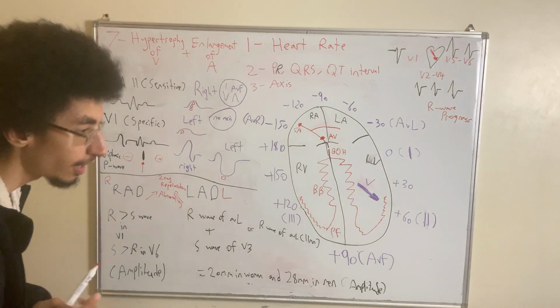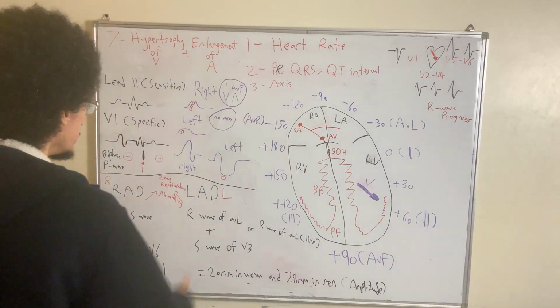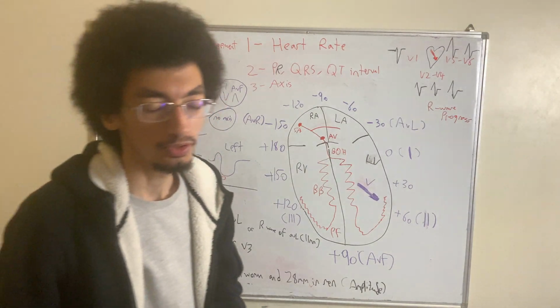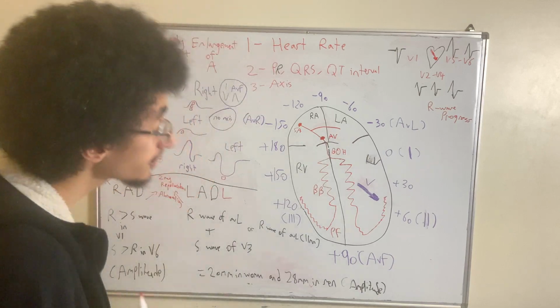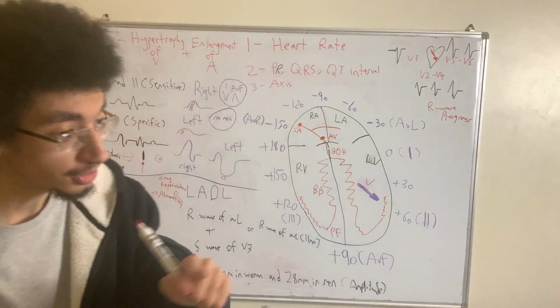Now, a question. The amplitude is affected. There is an axis deviation. What about duration? Is the duration of the P wave also affected? Actually, no. The duration is the same.